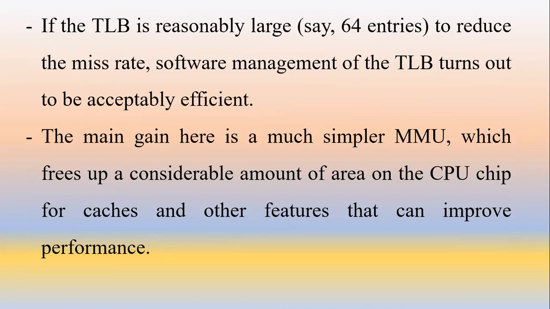If the TLB is reasonably large, for example, with 64 entries, to reduce the miss rate, software management of the TLB turns out to be acceptably efficient. The main gain here is a much simpler MMU, which frees up a considerable amount of area on the CPU chip for caches and other features that can improve performance.